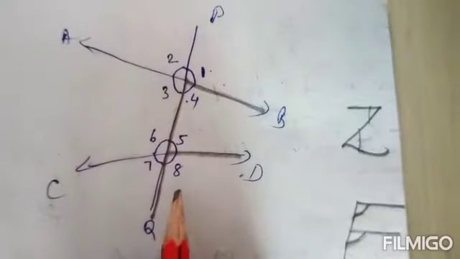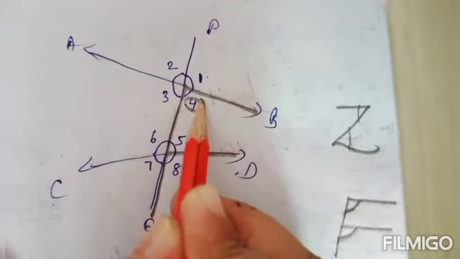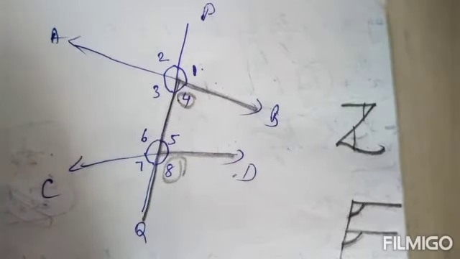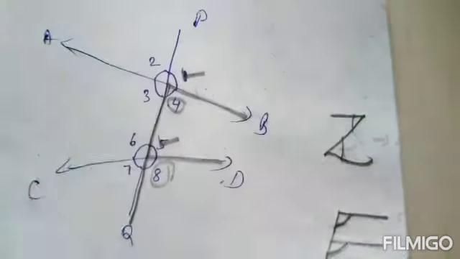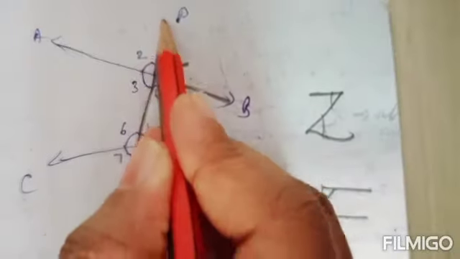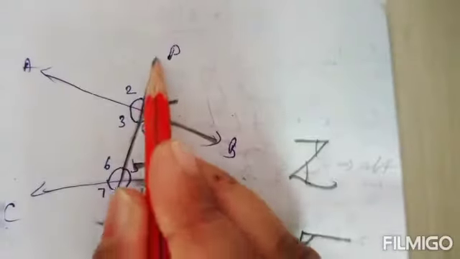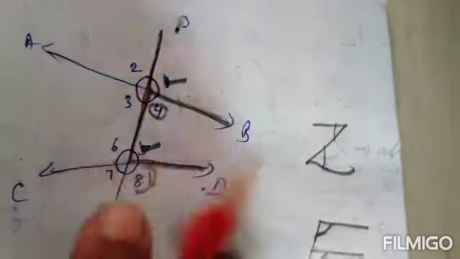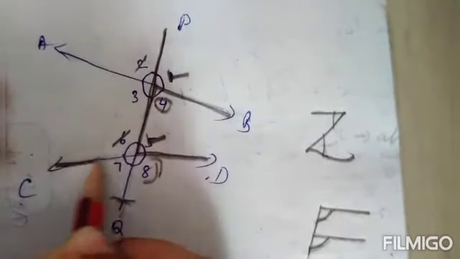From this you can find, this is one F. So angle 4 and angle 8, these are corresponding angles, one pair of corresponding angles. Next, angle 5 and angle 1. You can see F here in this way. This is one F. So angle 5 and angle 1, another pair. Next, angle 2 and angle 6. Here you can see F. This is F.